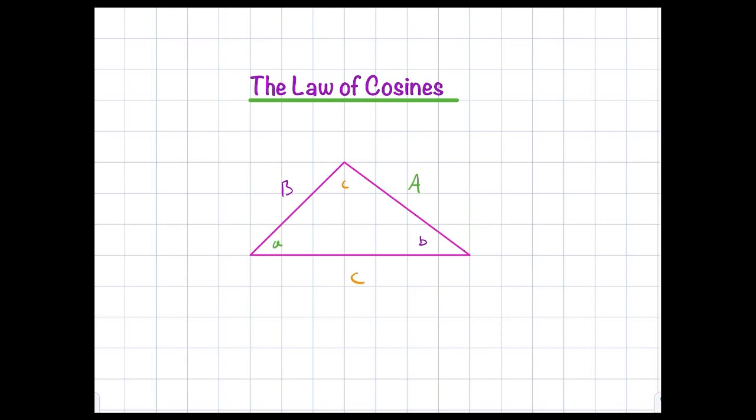If we have a right triangle, we can use the Pythagorean theorem, but suppose we're given a couple of sides and an angle, or a side and two angles, of a triangle which is not a right triangle. Can we figure out the rest of them? That's one of the things that the law of cosines allows us to do.